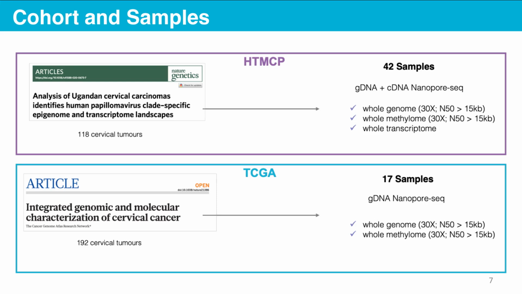And then the TCGA cohort consists of 192 cervical tumors, and these originate from North America. And they were analyzed in their study using whole genome sequencing, whole exome sequencing, RNA sequencing, and also a DNA methylation array. And on 17 of these samples, we also did gDNA sequencing, so whole genome sequencing.